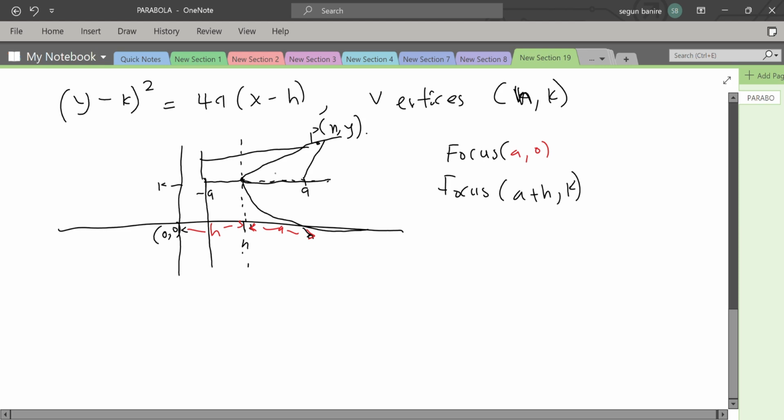You can see that the k value originally was 0, but now it's not 0 again. You could see where the focus is now. This is where it is. So the x coordinate at this point, you have to add h and a together. That is h plus a, while the y coordinate is k. So that is why it is like this.